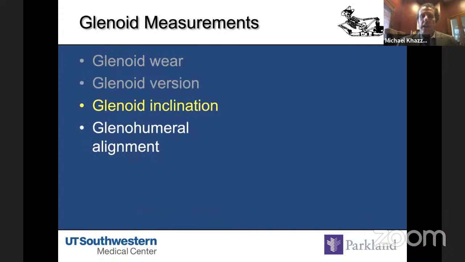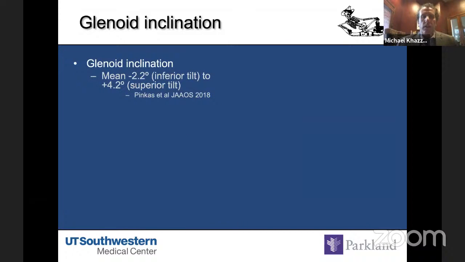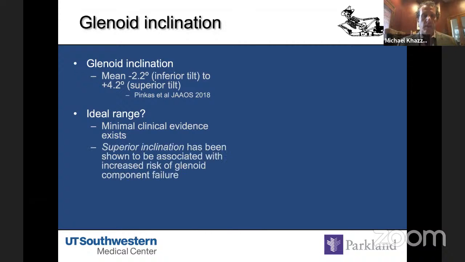So now we go on to inclination. Inclination can be assessed in multiple ways, but the average inclination is a mean of inferior tilt of 2 degrees to superior tilt of 4 degrees. There's minimal evidence as to what the ideal amount of inclination should be and is different for both the anatomic and reverse setting. But significant superior inclination has been shown to be associated with increased risk of glenoid component failure.